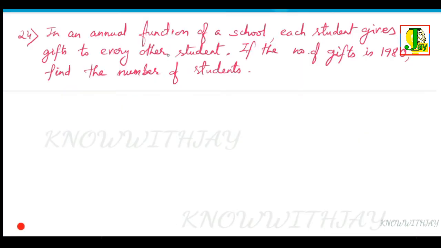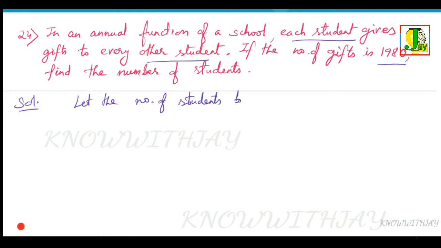And this question says, in an annual function of a school, each student gives gifts to every other student. The number of gifts is also given, 1980. You have to find the number of students. Now let us suppose the number of students be x. Okay, let us try to understand this with the help of a diagram.